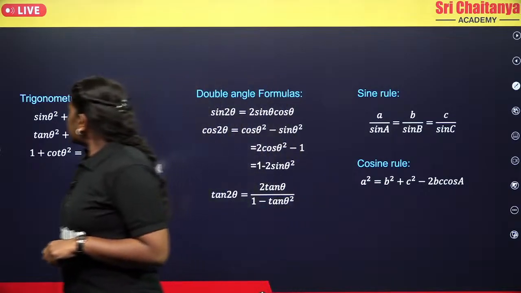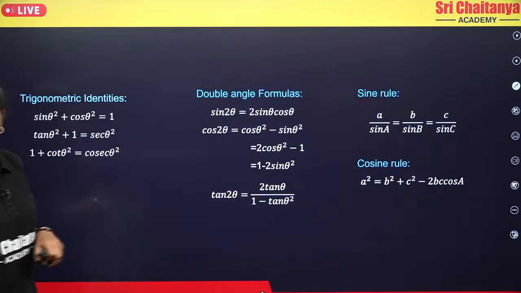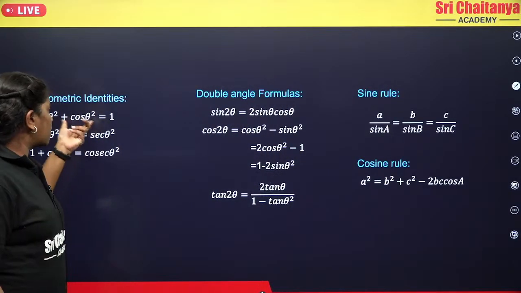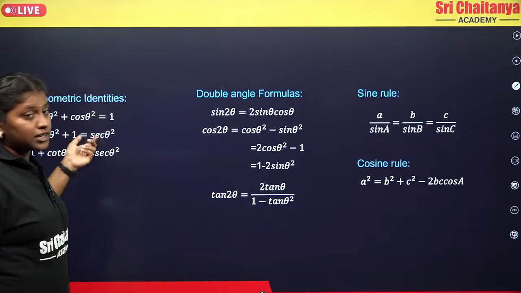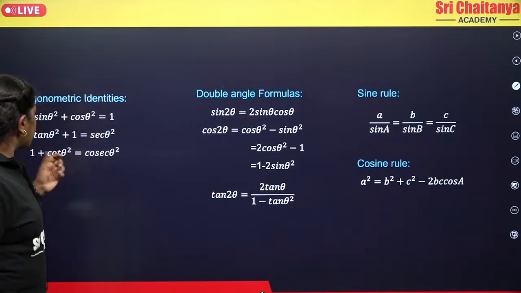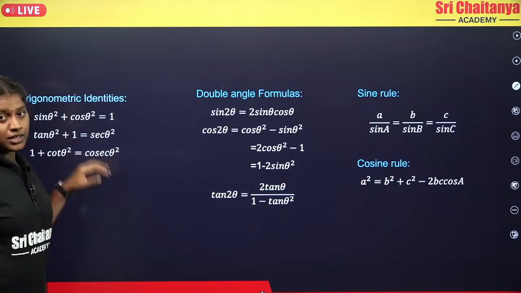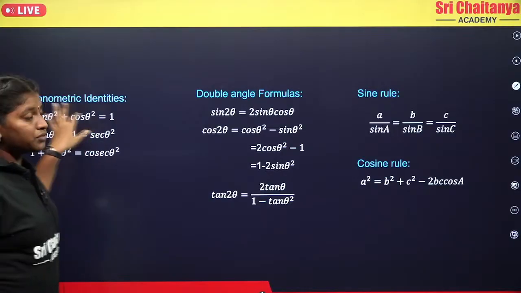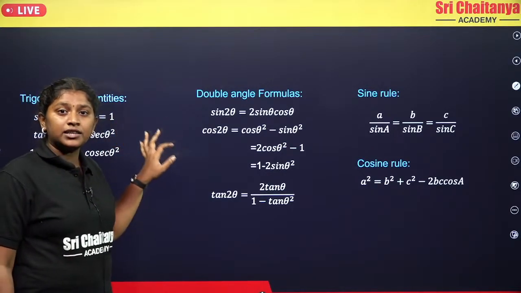So now coming to the trigonometric identities, first we will start with sin square theta plus cos square theta equals 1, and tan square theta plus 1 equals secant square theta, and 1 plus cot square theta equals cosecant square theta. These we all know, as we have already studied them in grade 10.